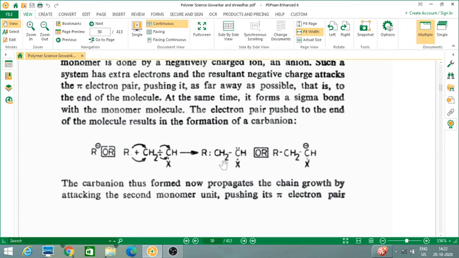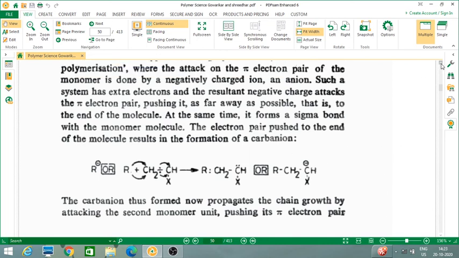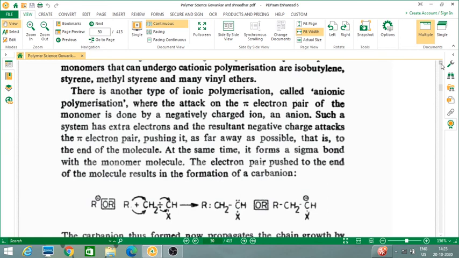Okay, now I got it, the difference. So in the case of cationic polymerization, this electron pair was going here and forming the sigma bond. But here this anion itself is forming the sigma bond with the freshly added monomer, and the pi electron pair of the monomer is going to the farther end and forming a carbanion. So that's why he said in this case there is an excess of electrons. As you can see, such a system has an extra electron, and the resultant negative charge attacks the pi electron pair, pushing it as far away as possible, that is to the end of the molecule. At the same time it forms a sigma bond with another one.